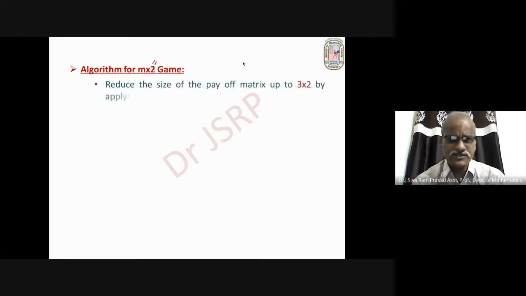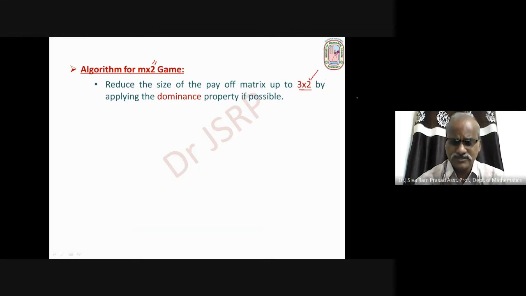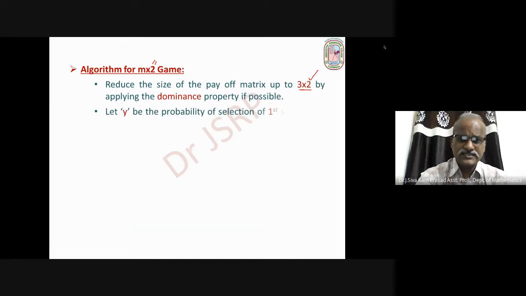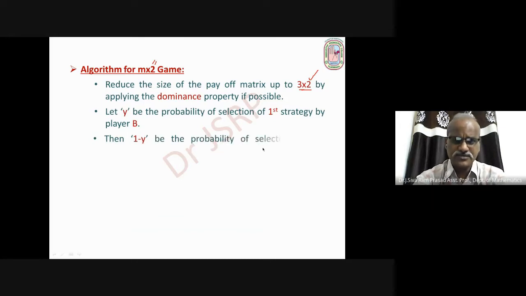First, reduce the size of the payoff matrix by using dominance principle if possible, up to a maximum size of 3 by 2. Since player B has only two strategies, we can take the probabilities of selection of strategies for player B. Let y be the probability of selection of the first strategy by player B. Then automatically the probability of the second strategy is total probability minus this probability, so 1 minus y is the probability of selection of the second strategy by player B.